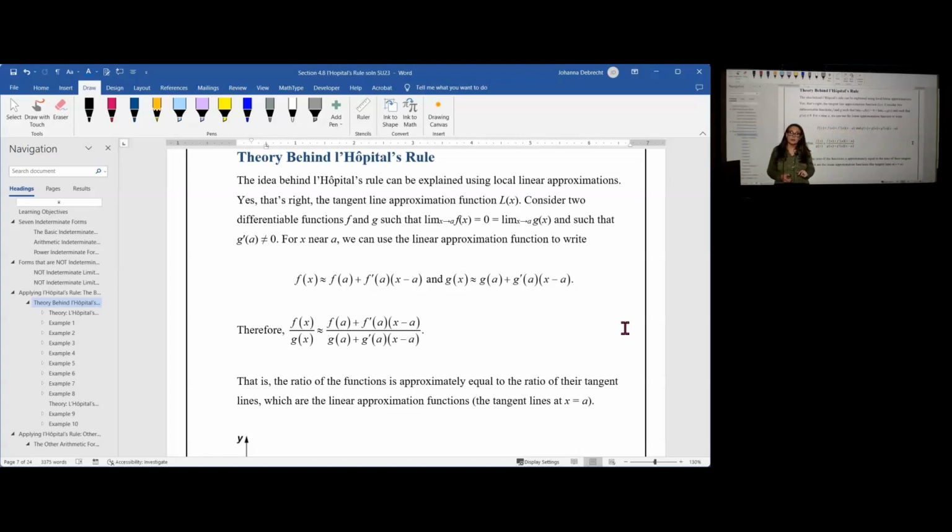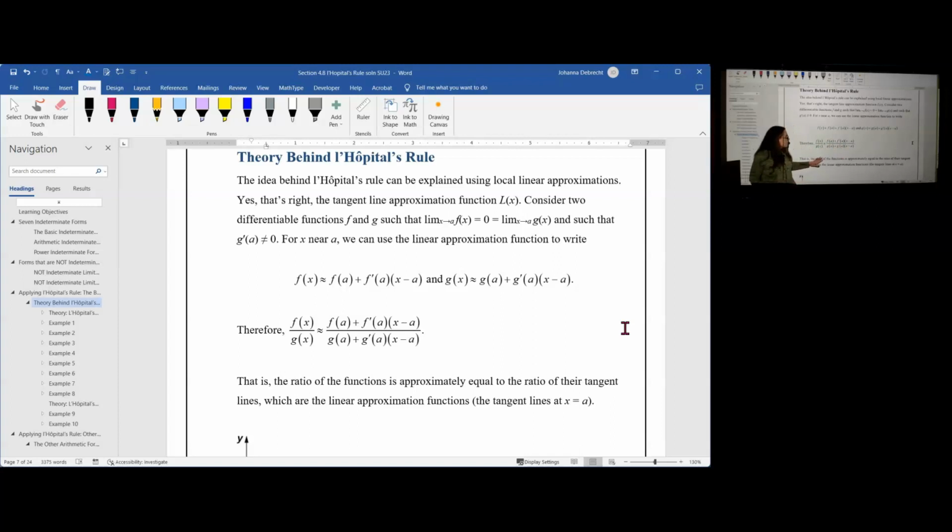When we apply L'Hopital's rule, it always has to be applied to a quotient, a function in the numerator and a function in the denominator. So we have 2 functions, f and g, that we're going to approximate with the tangent line. That means that their ratio, f of x divided by g of x, is approximately equal to the ratio of their tangent lines, as long as I'm close to a.